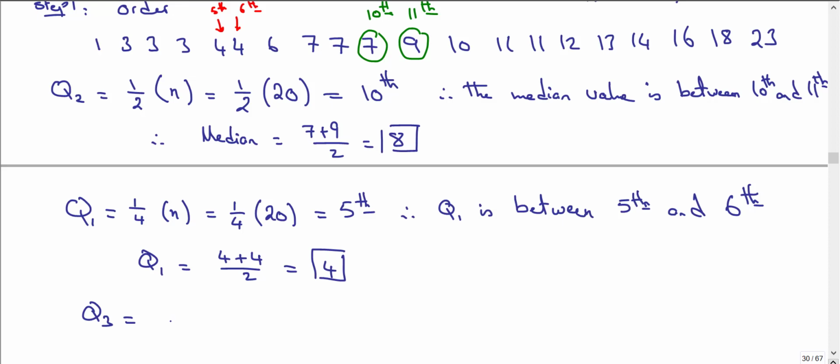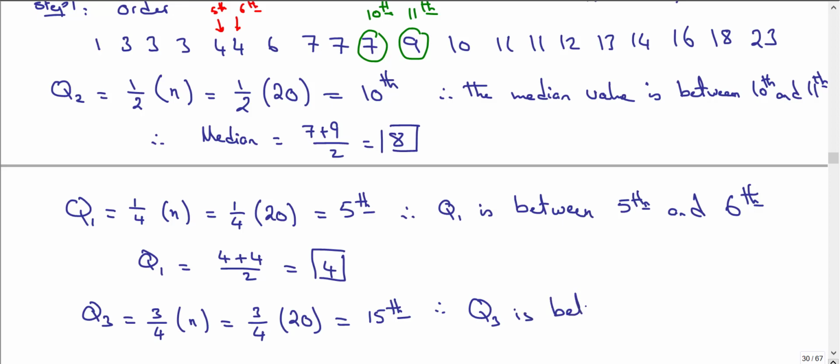Same thing for Q3. What's the rule for Q3, Adam? 3 over 4 n. 3 over 4 n, that's times 20. So what's 3 over 4 n? 15. Use the calculator if you don't know. So therefore Q3 is between the 15th and 16th value.